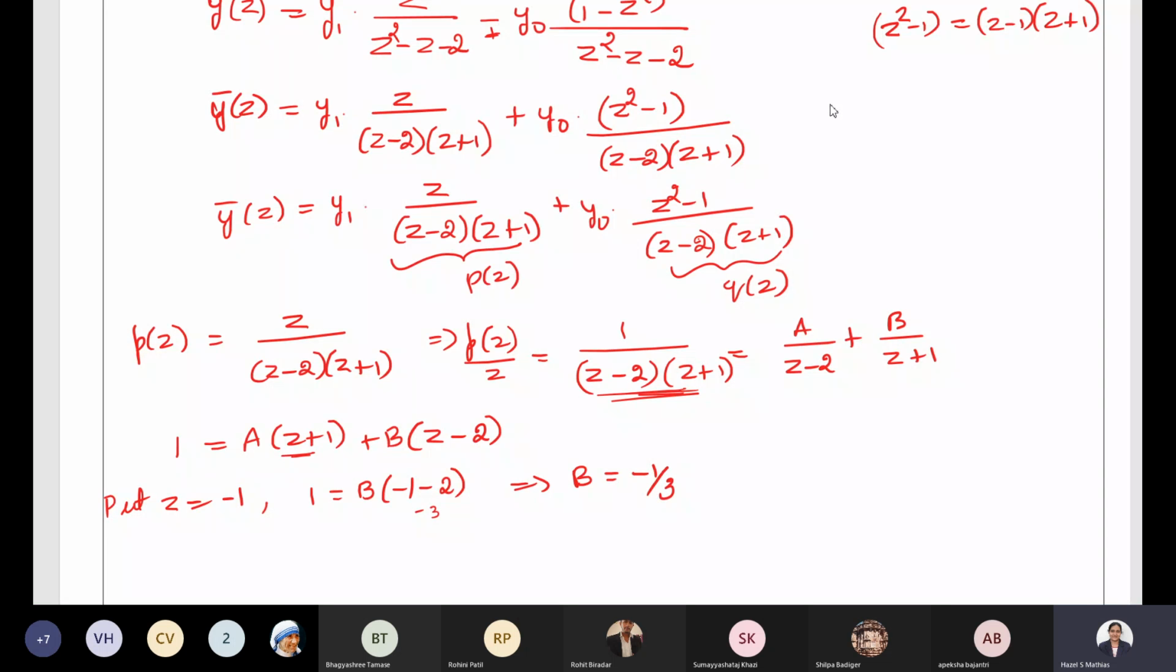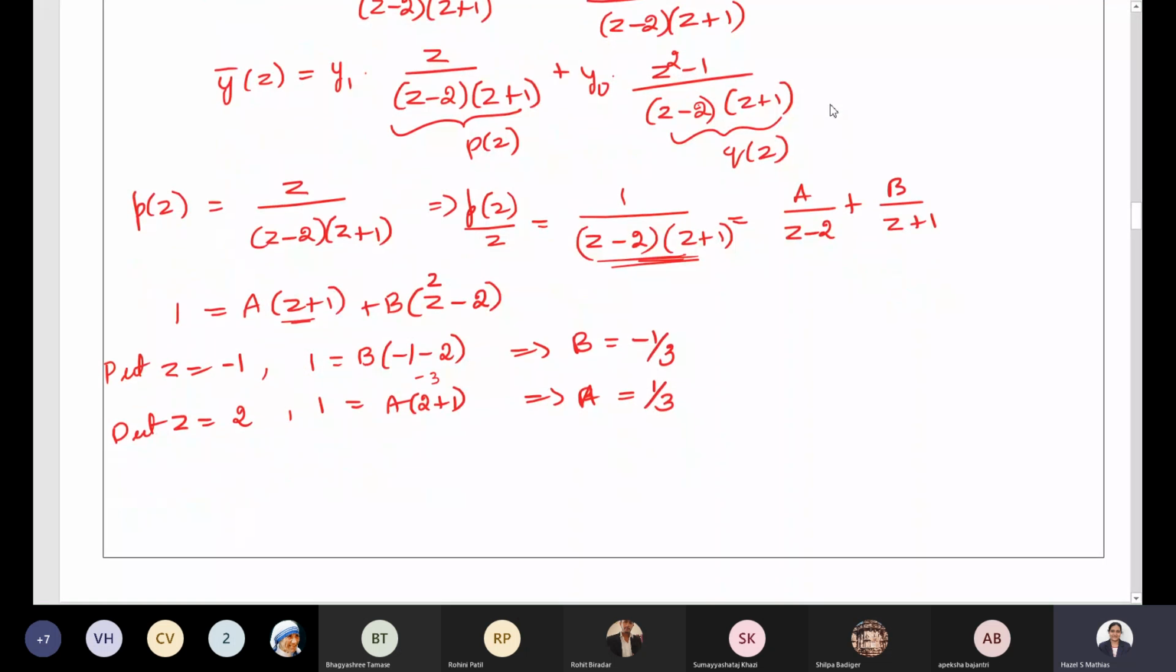So similarly, put z equal to 2. If you put z equal to 2, 1 equal to a into 2 plus 1. Here if I put 2, it will be 0. So the value of a will be plus 1 by 3 because 2 plus 1 is 3. 3a equal to 1, so a equal to 1 by 3.